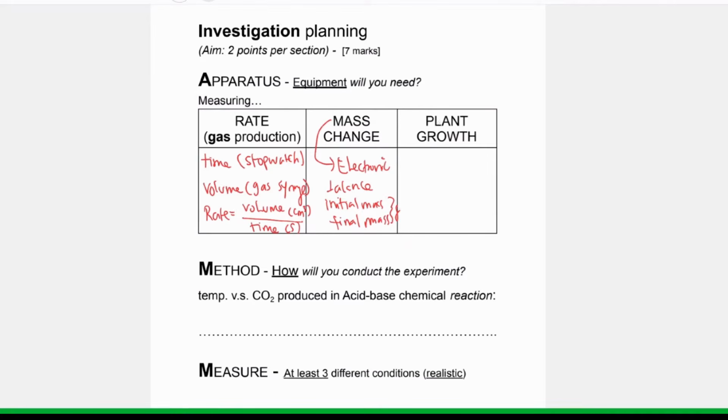For plant growth, you'll have to provide the equipment for the plant to grow in: soil, as well as a pot, and light. To measure growth, you simply use a ruler to see the height difference after a certain time period, which should be approximately 7 days to produce significant results.